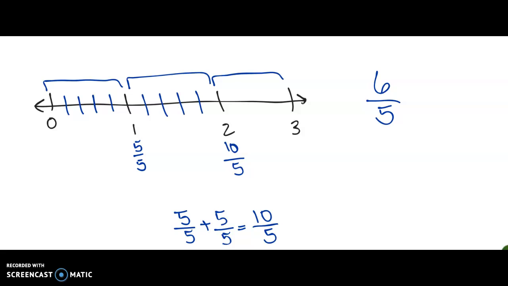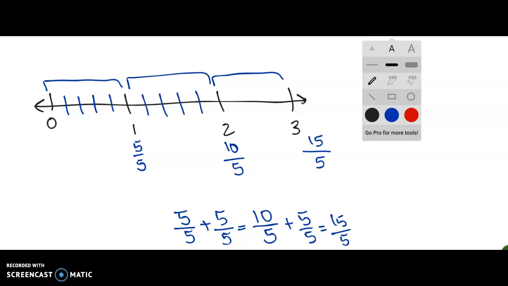Then if we have 3/5, well, we know that 2/5 is 10/5. So let's add another whole, and that would equal 15/5. So it's very important that we're always starting with the whole numbers. We need to make sure that we know where we're going.